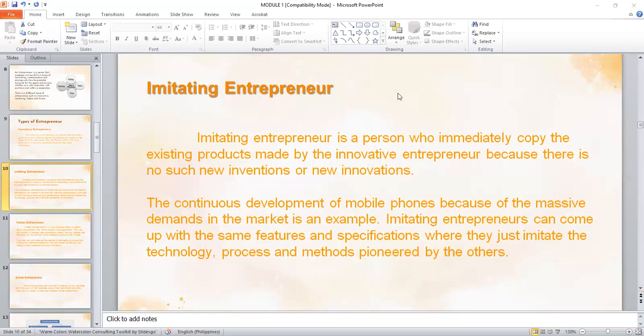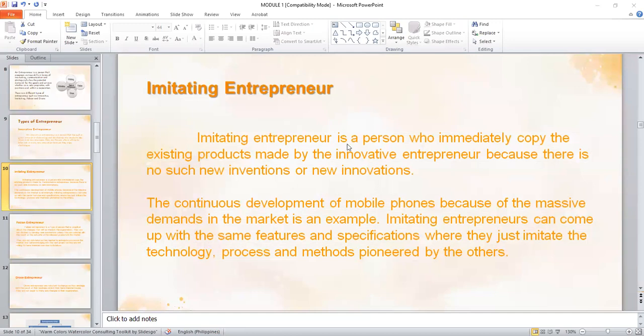Imitating entrepreneur is a person who immediately copies the existing products made by the innovative entrepreneur because there are no such new inventions or new innovations. The continuous development of mobile phones because of the massive demands in the market is an example. Imitating entrepreneurs can come up with the same features and specifications where they just imitate the technology, process, and methods pioneered by the others.